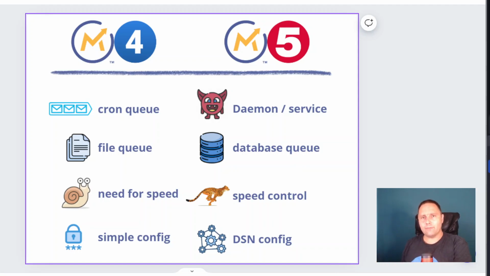In Mautic 5, we have to dial down the speed because it's so fast that you are sending out emails so fast that it's amazing. So you rather have to scale it down, or in general maintain the speed.